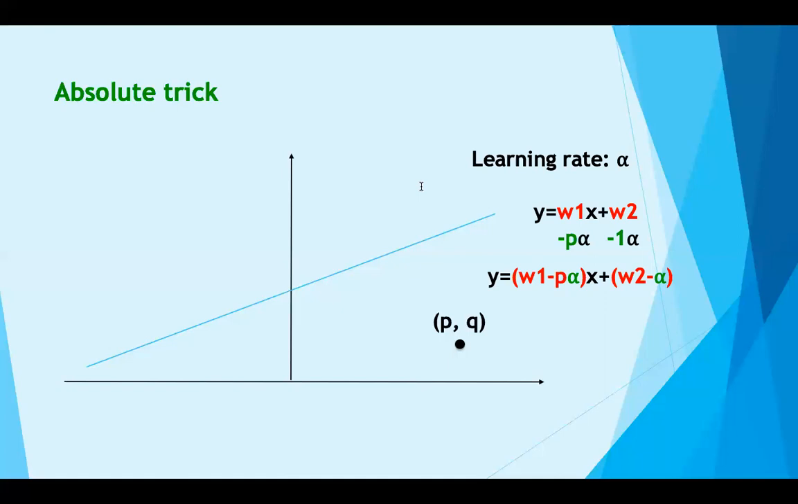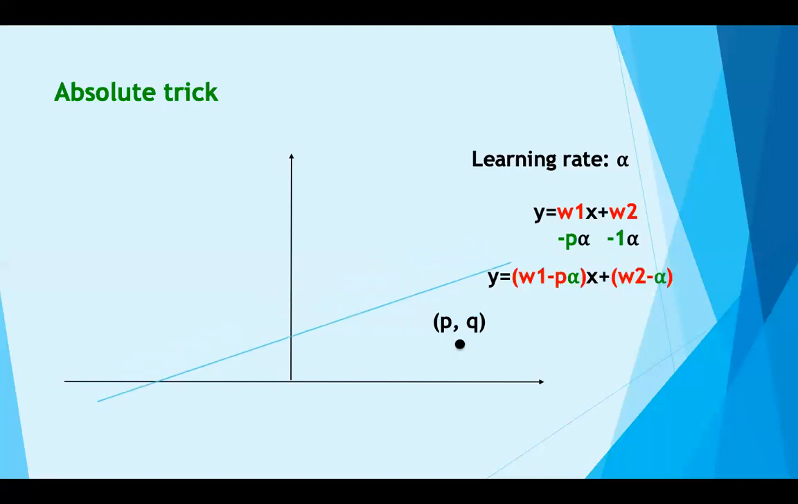Now, if the point is not on the right of the y-axis but on the left of it, this is how the line will rotate when the point is underneath the line, and when you are subtracting, it is W1 minus P alpha and W2 minus alpha.